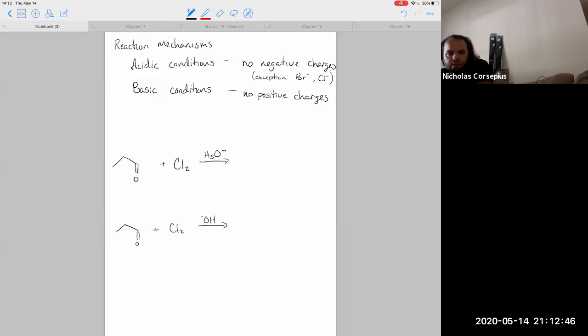What's the big difference between these two? No clue? All right, so both of these reactions will halogenate your alpha carbon, right? The difference is under acidic conditions, you will have exactly one halogenation event, whereas under basic conditions, all alpha hydrogens will be replaced.